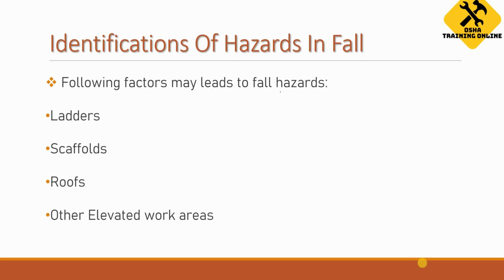First one is ladder. If a worker works on a ladder at the height, he may fall down from it. If a worker works at a scaffold, then he may fall down from it. If a worker works at a roof, he may fall down from the roof. If a worker works at any elevated area or at the height, he may fall down from it. You may be aware of what is ladder, what is roof, and also elevated or heighted areas. Scaffold is a specific type of setting in the OSHA or safety management system. We will see it in the next slide.